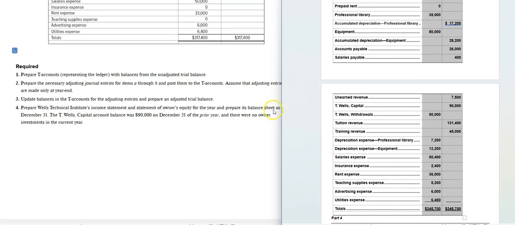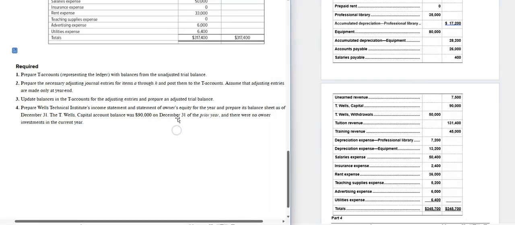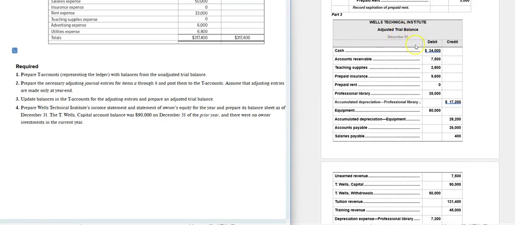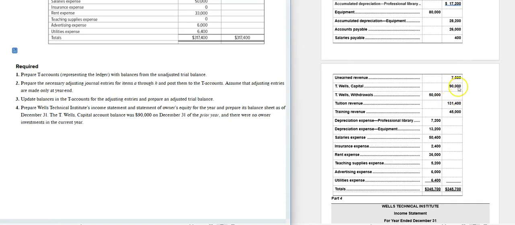All right. So the very last thing we're going to do now is prepare the income statement, statement of owner's equity, and the balance sheet. We're going to assume that the capital account balance started the year, end of last year, prior year becomes this year's beginning capital balance. There were no owner investments in the current year. So what we're seeing is that in the capital account, this balance of $90,000 in my adjusted trial balance is the same beginning balance. So nothing affected this account during the year.